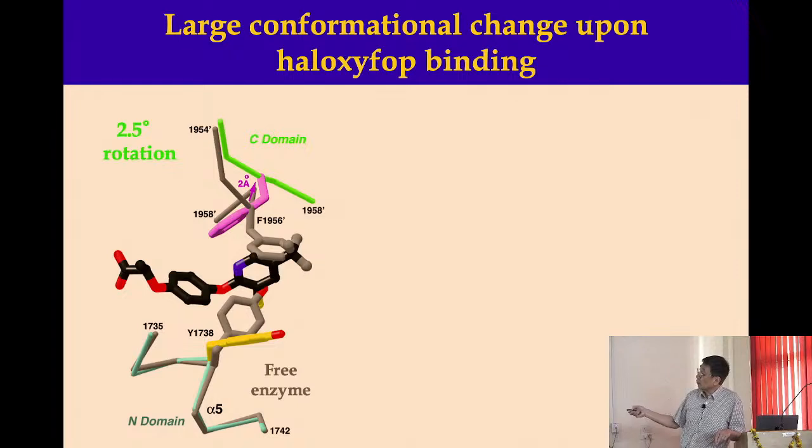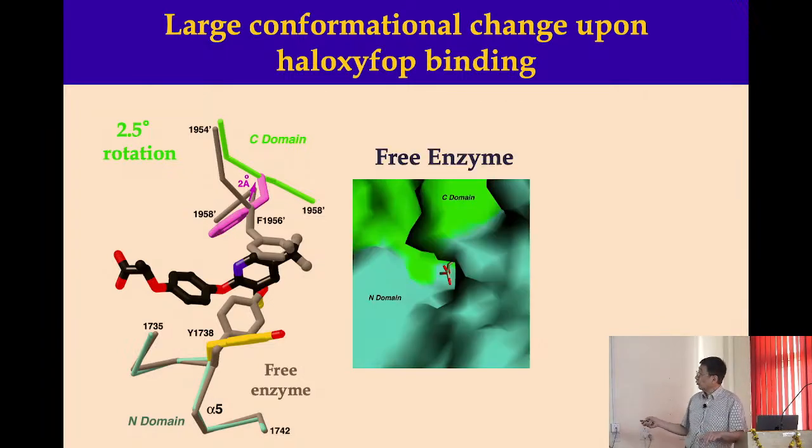There's a 2.5 degree rotation of this monomer relative to this one, so there's also the main chain of this phenylalanine moved back by 2 angstroms. As a result of that, you see the consequence. In the free enzyme, the dimer interface is completely covered. There's no opening, no anything.